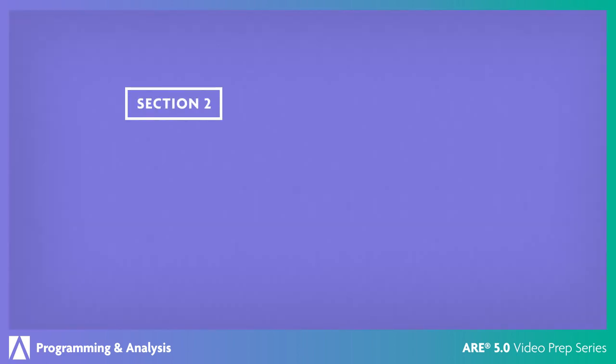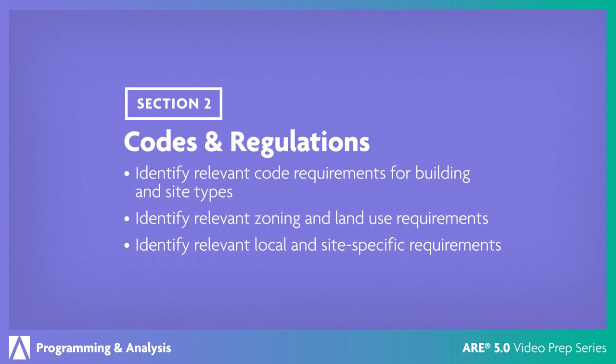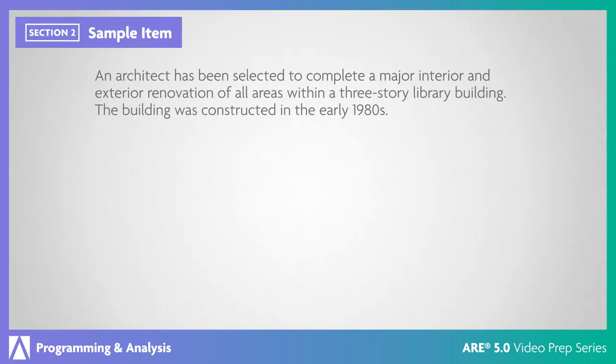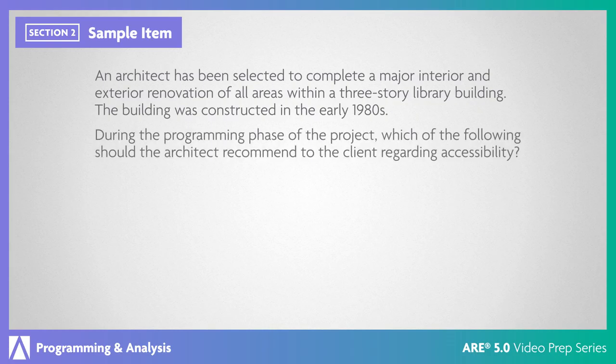In the Codes and Regulations section, you'll look at the codes and regulations appropriate to the initial analysis and programming phase of a project. Let's look at a sample question. An architect has been selected to complete a major interior and exterior renovation of all areas within a 3-story library building. The building was constructed in the early 1980s. During the programming phase of the project, which of the following should the architect recommend to the client regarding accessibility?